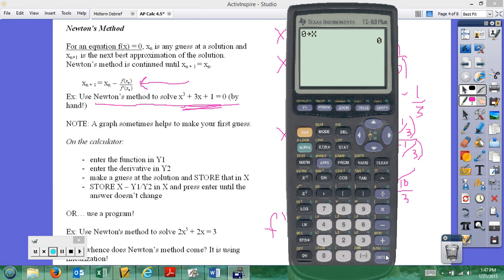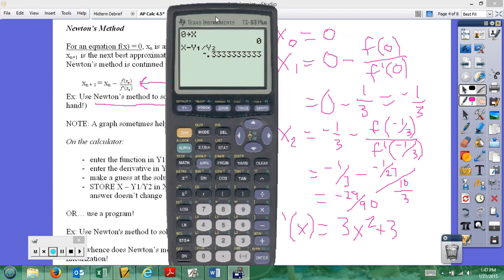And then what you do, this is pretty cool, take x minus vars, y vars, function y1 divided by vars, y vars, function y2. You don't need to use function notation on the y1 and y2 because if you don't, it implies whatever you have as x is being plugged in. So we made 0 to be x. I'll press enter, and look what I get. Voila, negative 1/3, which was our first calculation.